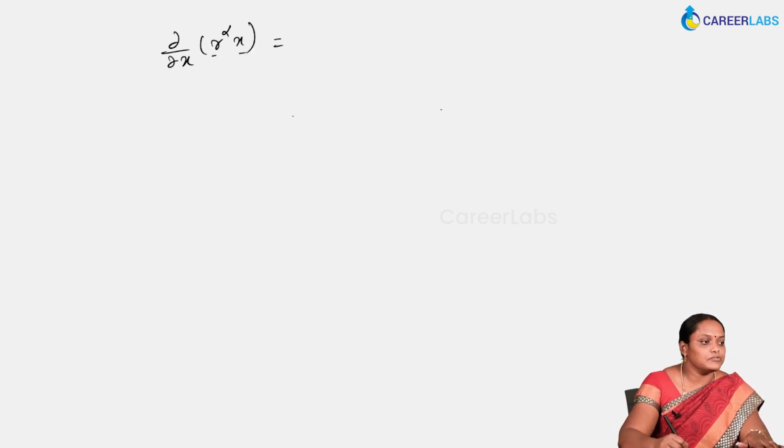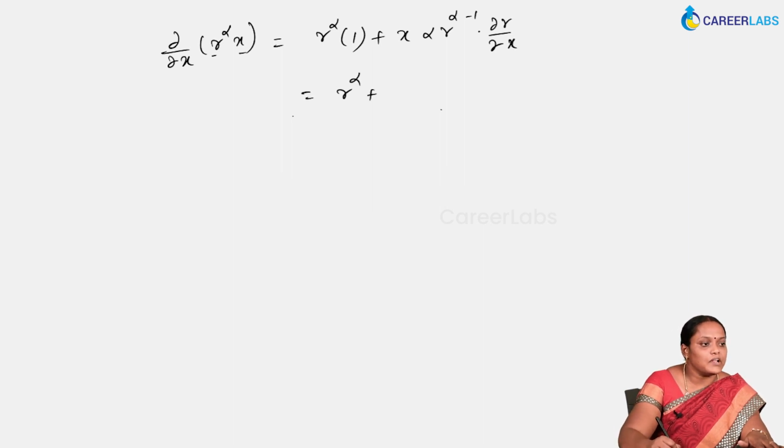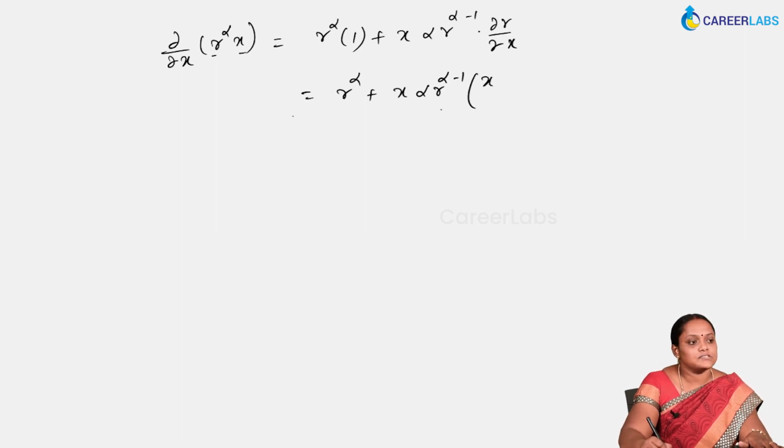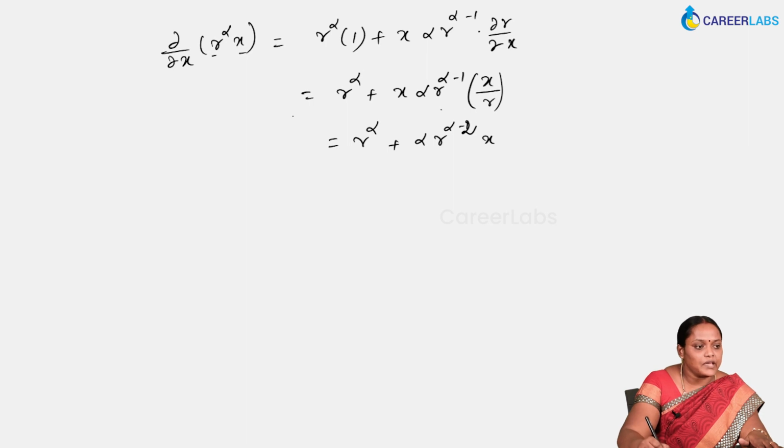Here it is a product of two terms. So this is r to the power alpha, differentiation of x is nothing but 1, and let us retain x as it is, and the differentiation of r power alpha is alpha r to the power alpha minus 1, and the differentiation of r is dou r by dou x. So this is equivalent to r power alpha plus x alpha r to the power alpha minus 1, and dou r by dou x is nothing but x divided by r. So this is x by r. This will give you r to the power alpha plus alpha r to the power alpha minus 2 into x square. Similarly, you will get it for all the other terms.